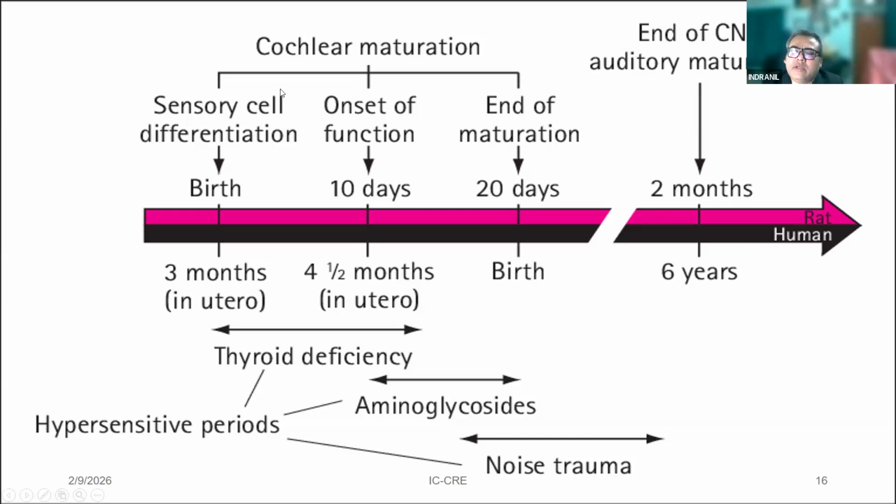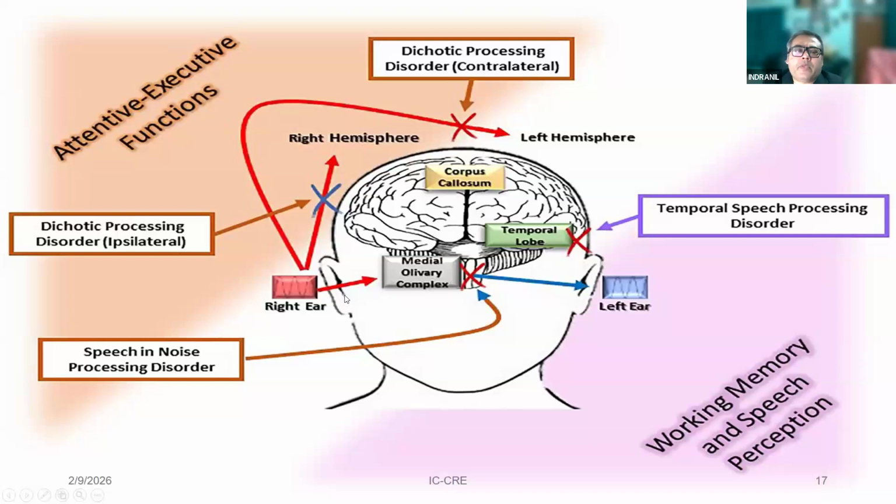So cochlear maturation in humans takes place by at least 4.5 months in utero, in the fetal period, and around 6 years the CNS maturation takes place. This total maturation can be disturbed if the mother has thyroid deficiency in pregnancy, or hypersensitivity periods, or ototoxic drugs such as aminoglycosides, or noise trauma. These influence the hearing.